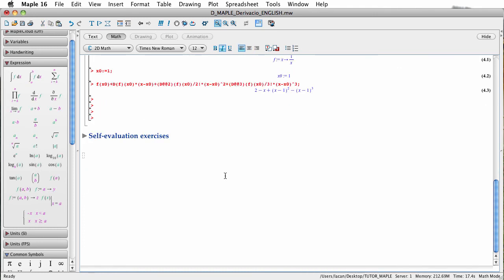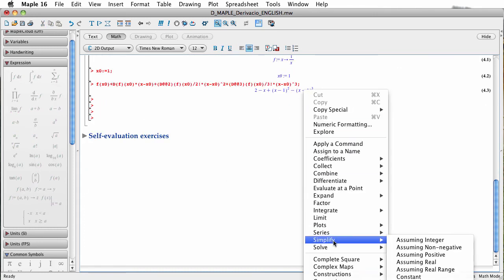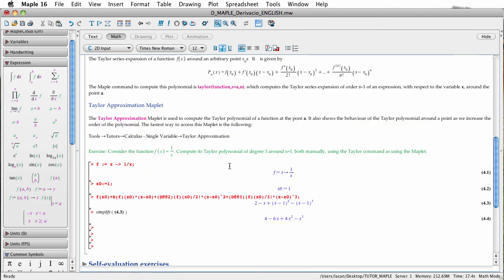Simplify, again you cannot see it, but it's simplify, and we get this polynomial. So this would be how we would compute this by hand.